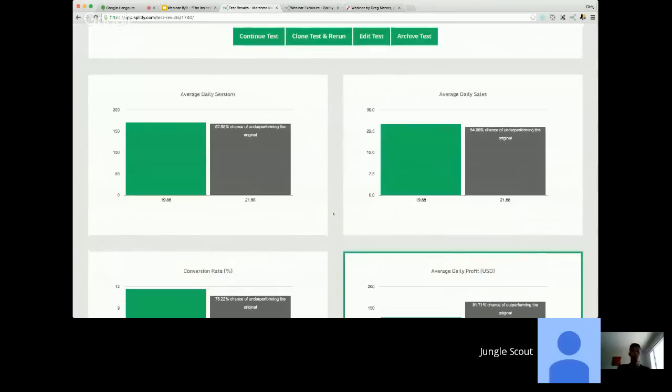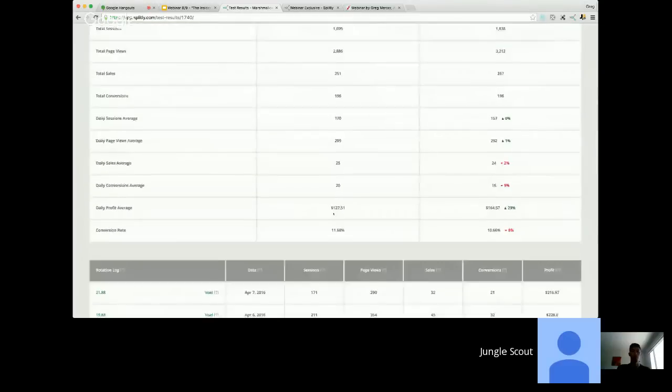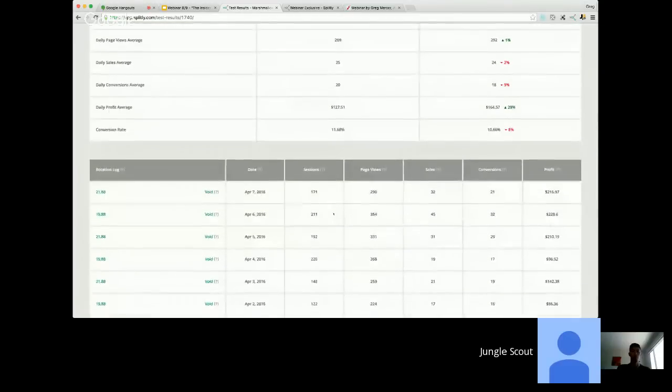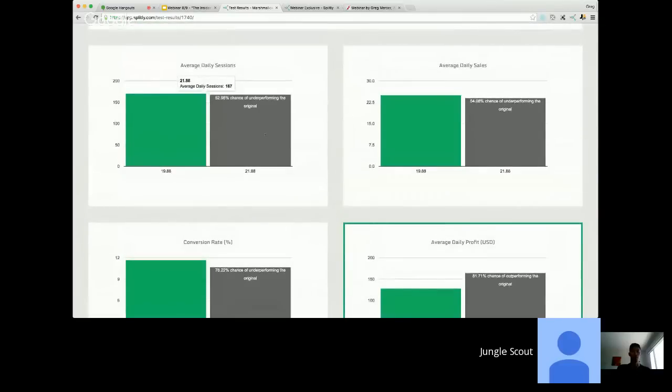And then after a week, you'll start having some data. After 2 weeks, the test might be able to finish or might be still running. And then that's when you're going to see something like this. There's going to be graphs of how your old price, or your original, compared to your variant.